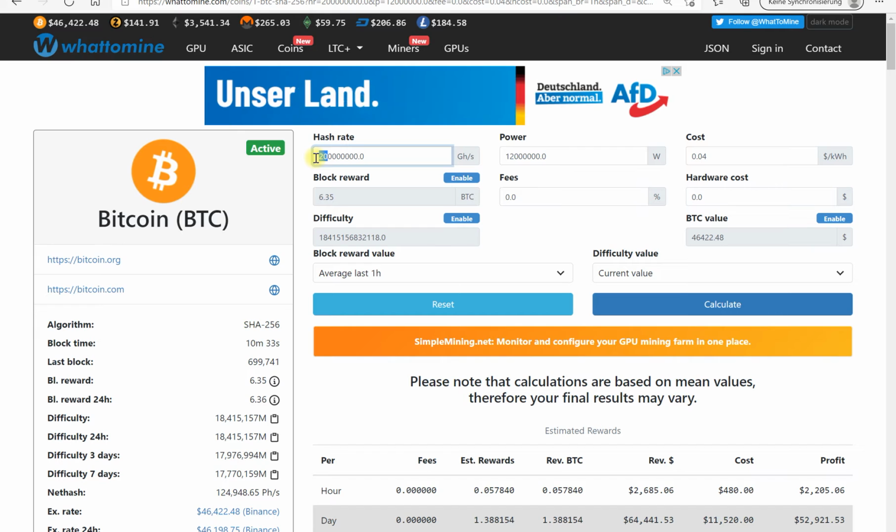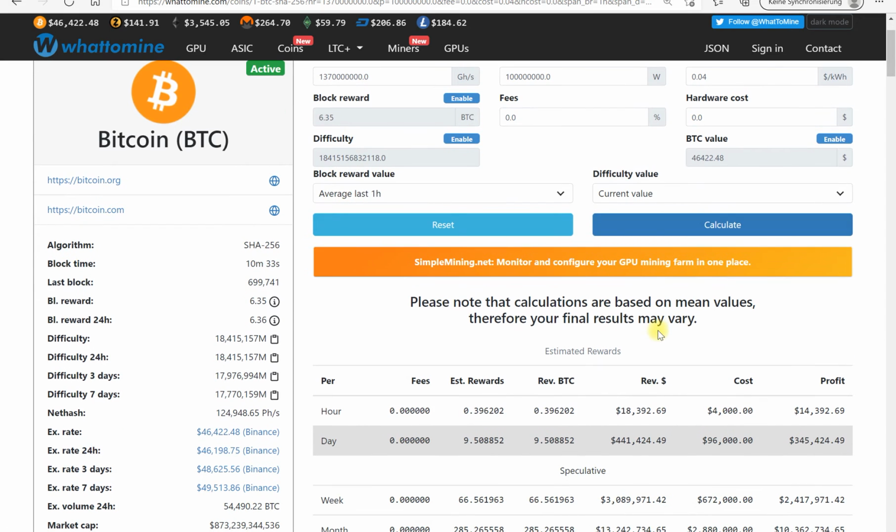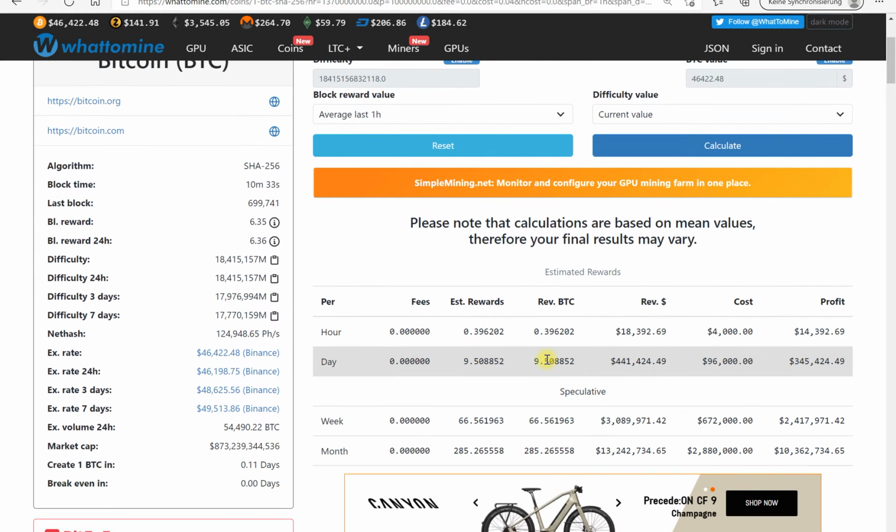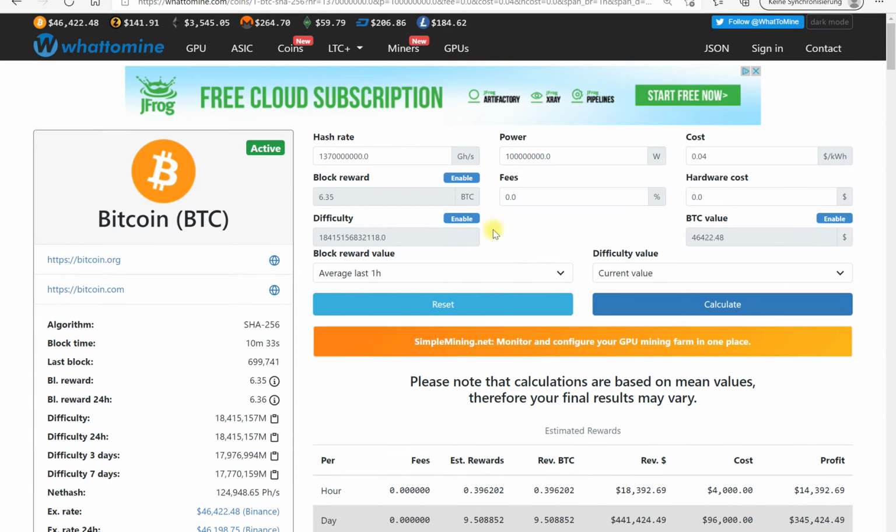Let's move on. Let's go to Hut 8. From the operational update, we got the number. They have 1.37 exahash Bitcoin mining. As far as I'm aware, they have no Ethereum mining. It will come online soon, but right now they're mining none, or maybe with some test cards or so. So this is only the Bitcoin mining here. 9.5 Bitcoins and $440,000 a day for Hut 8. Power consumption approximately 100 megawatt at 4 cents. That makes a profit of $345,000.